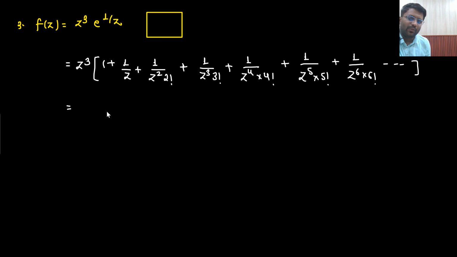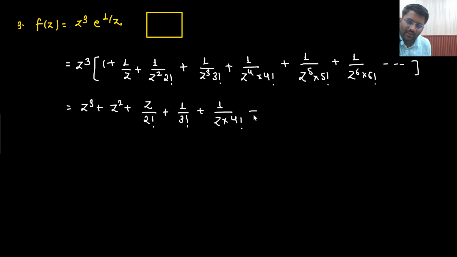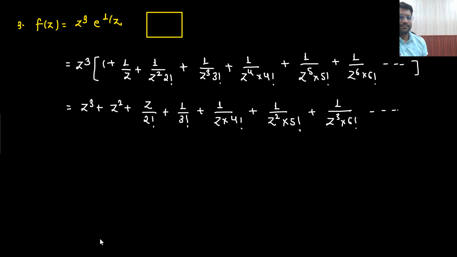Right? So, you multiply z cube inside. So, what will you be getting? z cube plus z square plus z divided by 2 factorial, plus 1 by 3 factorial, plus 1 by z multiplied with 4 factorial, plus 1 by z square, 5 factorial, plus 1 by z cube, 6 factorial, and so on. I am just multiplying z cube inside, nothing else. No simple mathematics, just multiplying z cube inside. This is what we are getting.